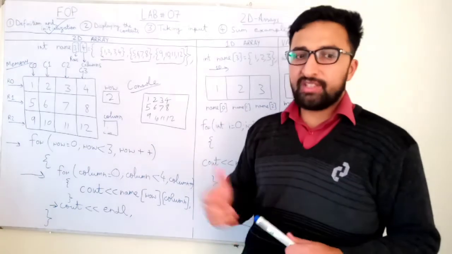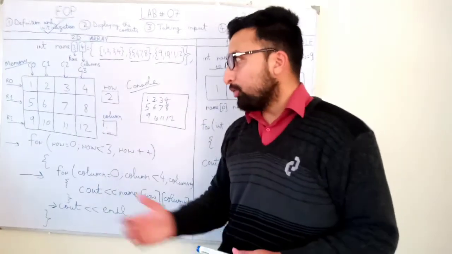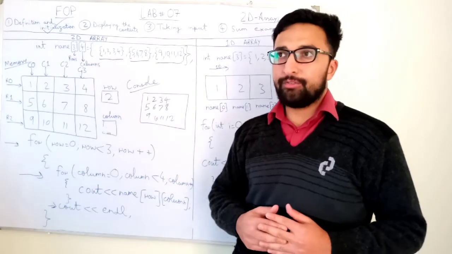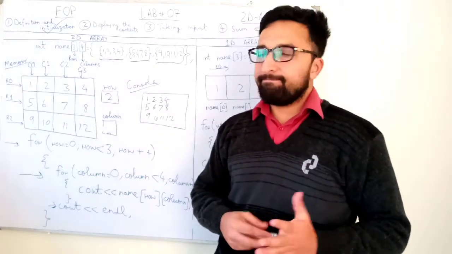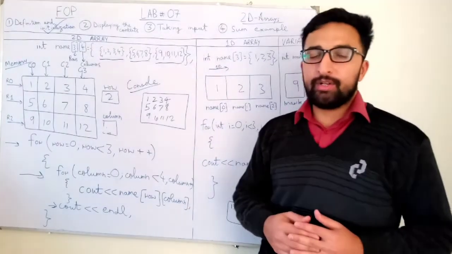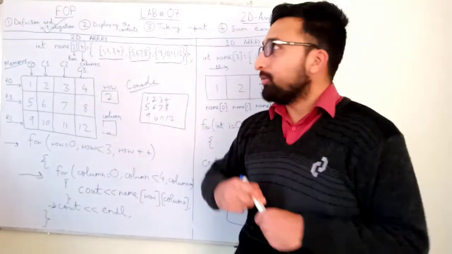Similarly, if our dimensions increase, we need to apply another for loop to display the contents of a 3D array maybe. That's how it works, and that's how we display the contents of a two-dimensional array onto the screen.